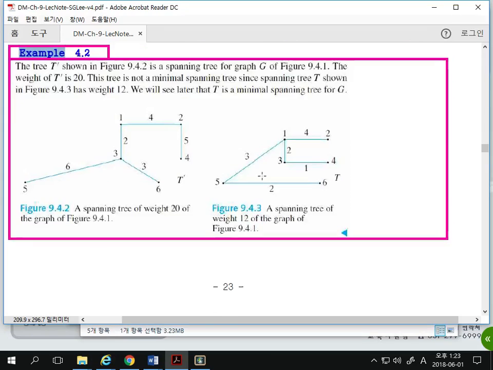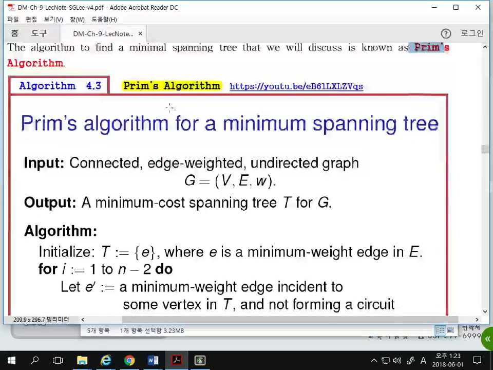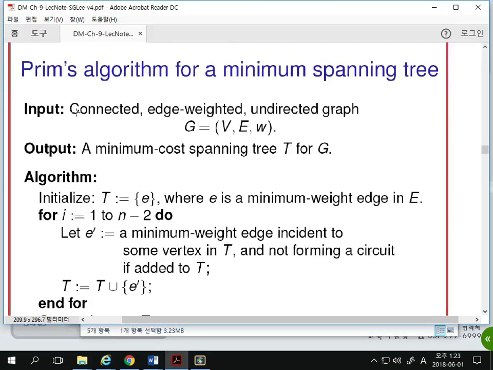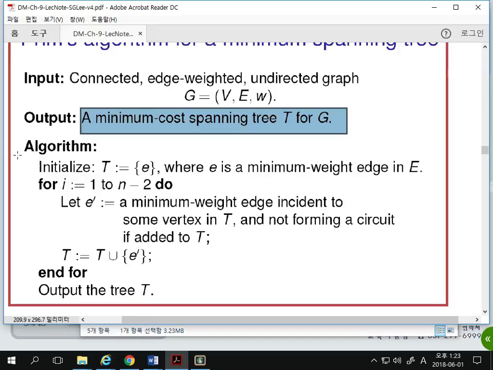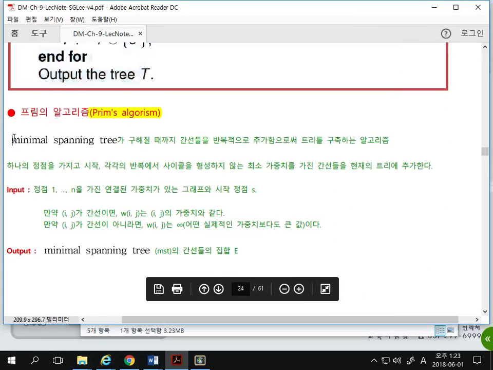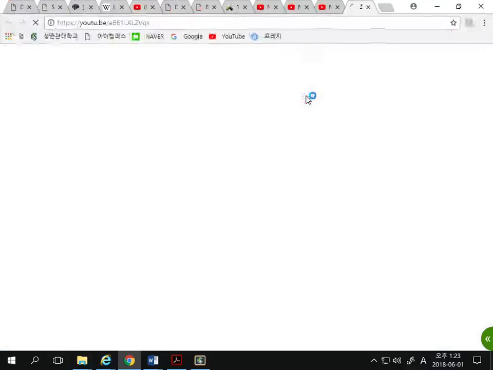Okay, same ideas. The algorithm to find the minimal spanning tree that we will discuss is known as Prim's algorithm. Prim's algorithm for a minimal spanning tree: the input is a connected, edge-weighted, undirected graph. Okay, we have a weighted graph, undirected, connected. The output would be a minimum cost spanning tree T for G, and this is the algorithm.